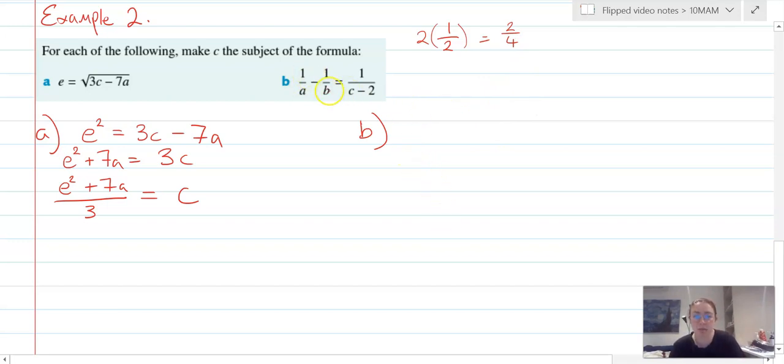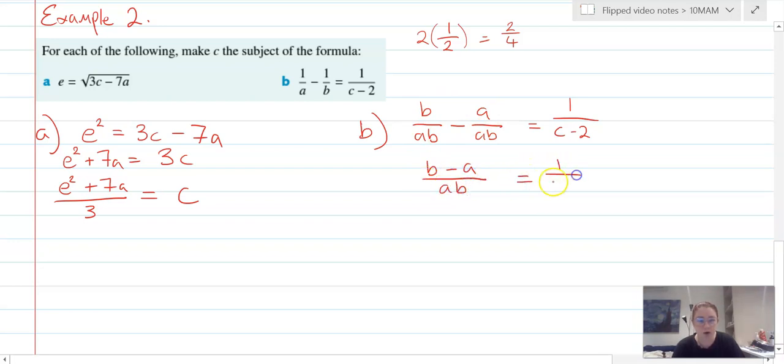So we're going to multiply both sides by b. So we would have b over ab, and both sides, or both fractions, by a. So a over ab, and that's still equal to 1 over c minus 2. Now this fraction, because we've got a common denominator, we can smush it together into one fraction. So it becomes b minus a over ab equals 1 over c minus 2.